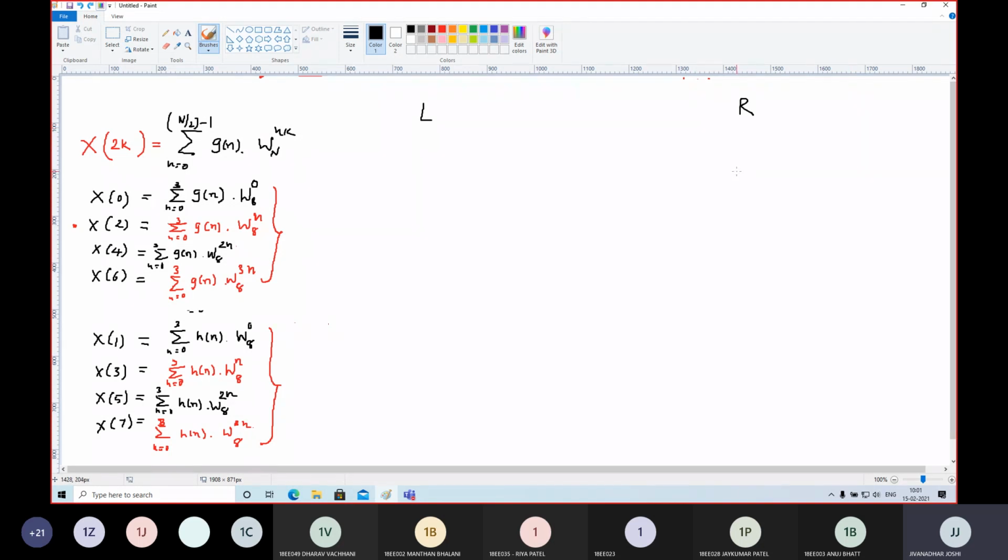Now just think about what should be the pattern based on our remembrance of arranging the terms for DIT and DIF.